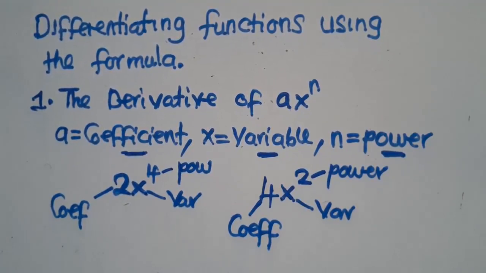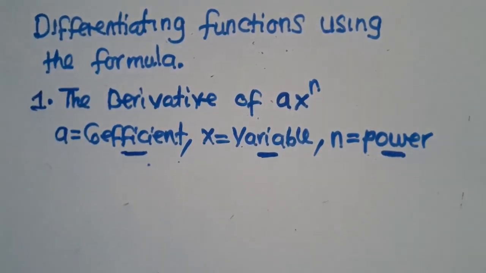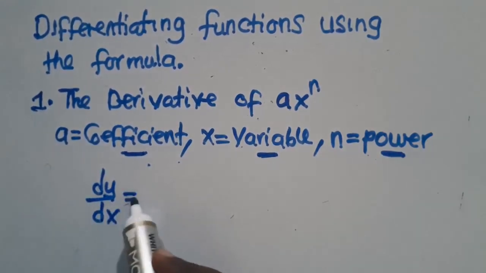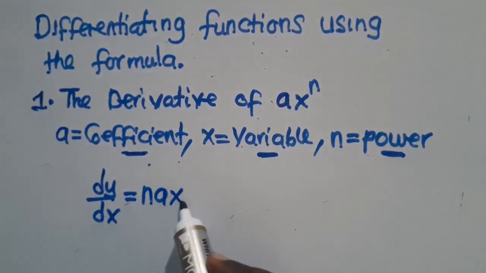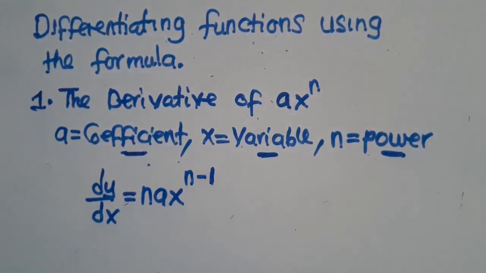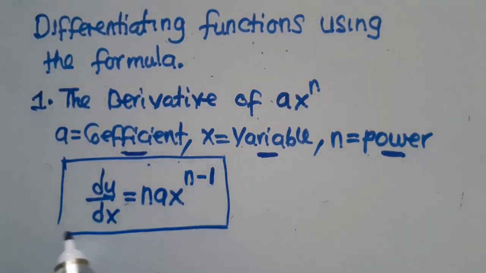If you are told to differentiate a function by using this particular way, there is a formula that we get to use. Each time you are told to differentiate, there is a formula that we need to use. We say dy/dx is equal to nax to the power n minus 1. This is the formula that we need to use. This is a particular formula that should be known.